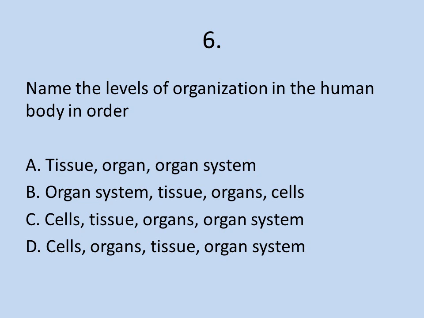Question 6. Name the levels of organization in the human body in order. A. Tissue, organ, organ system. B. Organ system, tissue, organs, cells. C. Cells, tissue, organs, organ system. D. Cells, organs, tissue, organ system.